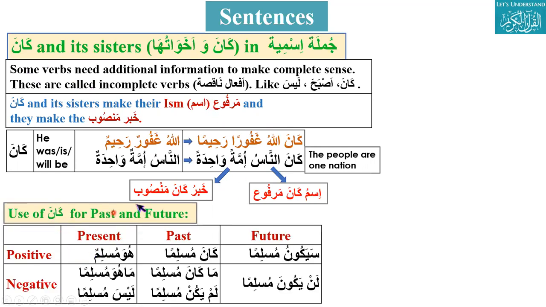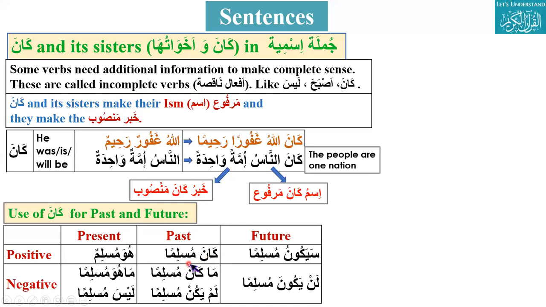So next we have the use of kana. Kana is also used for the past and future tense. Like here, huwa muslimun. This is present tense. He is Muslim. If I put kana on that, it can become past. In this case, there will be no huwa here, so it will be kana musliman. Here muslimun is khabar, so that will become mansub. So this is kana, he was Muslim.